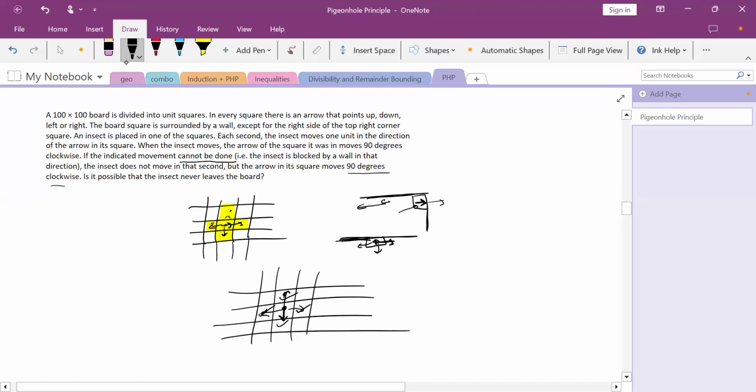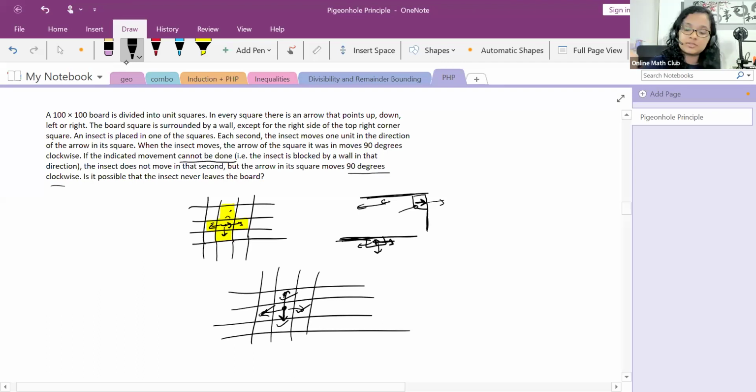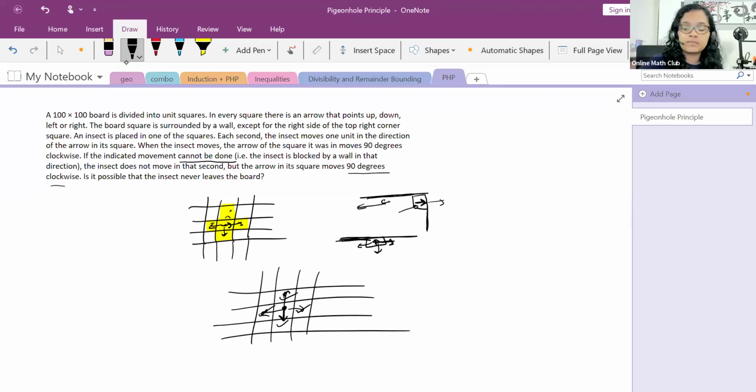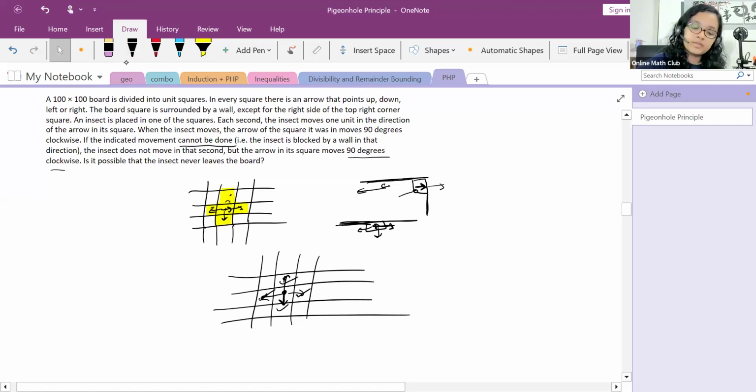Okay, got it. And you just extend the argument and then you get that everywhere it enters infinitely many times. But eventually it leaves the square. Yeah. Okay.